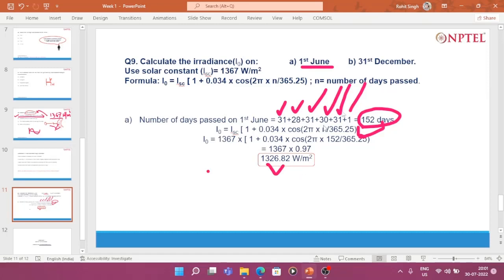Okay. Now you all take some pen and paper and calculate for 31st December. What should be the value for 31st December? I give you 2 minutes, then we will meet and I will ask for the actual value that we get on 31st December. Okay?